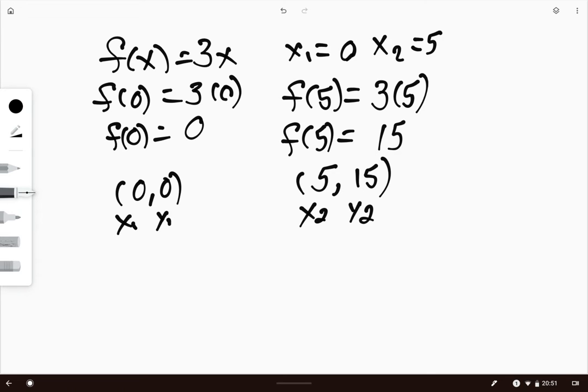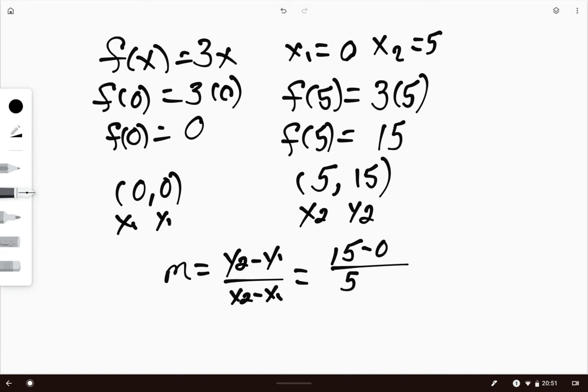Now to find my average rate of change, I'm going to use my slope formula, which is m equals y2 minus y1 over x2 minus x1. So as I substitute values here, 15 minus 0 divided by 5 minus 0 equals 15 over 5, which equals 3. So for my first one, the correct answer is going to be 3.